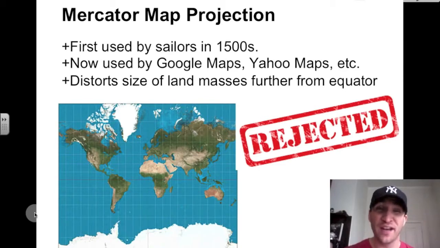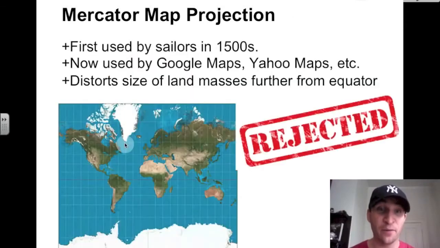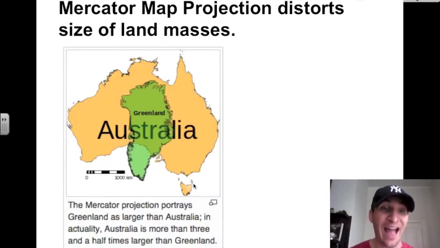Let me explore this idea further. Northeast of North America is a country called Greenland. South of China is a country called Australia. The Mercator Map Projection distorts size of land masses. This is an example of that. As you see by the Mercator projection, Greenland is a lot larger than Australia. In actuality, Australia has a size that is 3.5 times larger than Greenland. This is a more accurate portrayal of the size of Australia compared to Greenland.